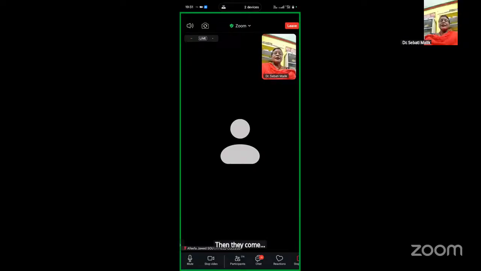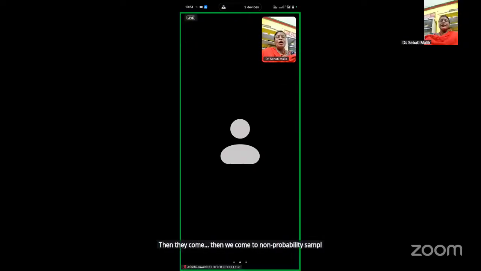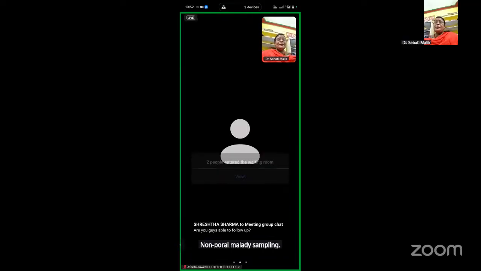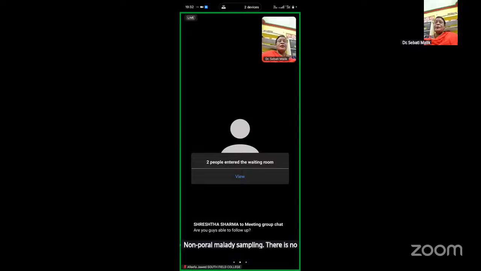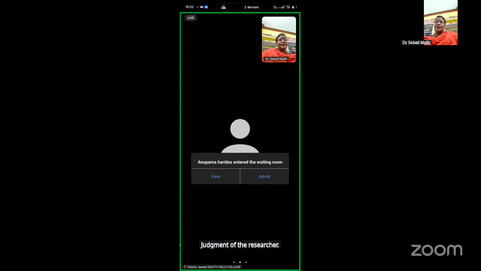Then we come to non-probability sampling. In non-probability sampling, there is no probability. The selection is based on the judgment of the researcher. Purposive or judgment sampling: in purposive sampling, the researcher has a purpose to select some samples.